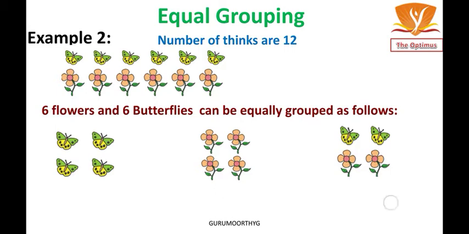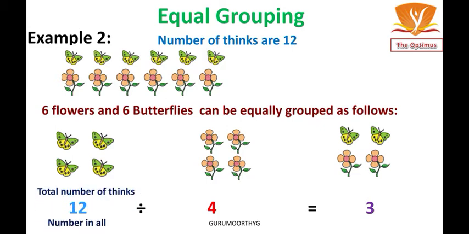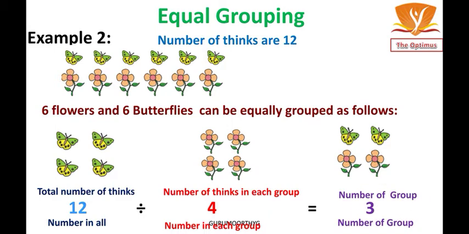This is a division equation. 12 divided by 4 equal to 3. Here 12 is the number of things, that is the number in all. Next, divide symbol. Next, 4, the number of things in each group, that means the number in each group. Next, equal symbol. Next, 3, the number of groups.